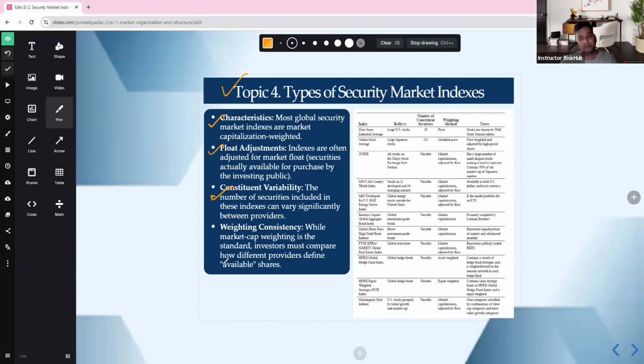Then we have constituent variability, different providers, different stocks. Example, MSCI versus FTSE, different inclusion rules. Then we have weighting consistency. Always check how available shares are defined. Same index name is not equal to same methodology, always.